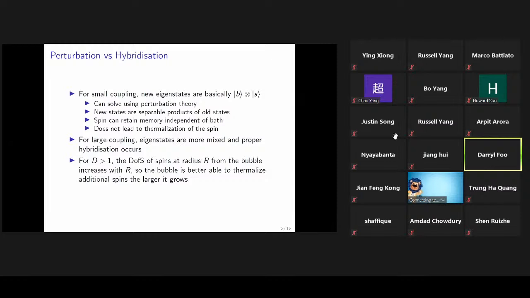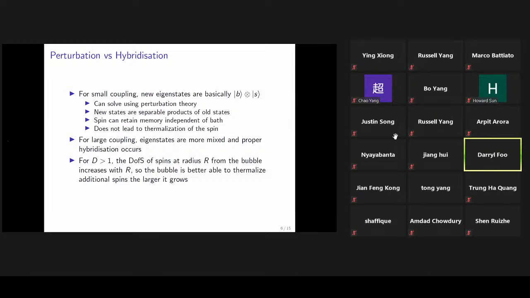And so this does not lead to the thermalization of the spin. For large coupling, however, the eigenstates are more mixed together, proper hybridization occurs, and you are able to thermalize the spin. For dimensions greater than 1, the density of states of spins at a radius r from the bubble increases with r. So the bubble is better able to thermalize additional spins the larger it grows.